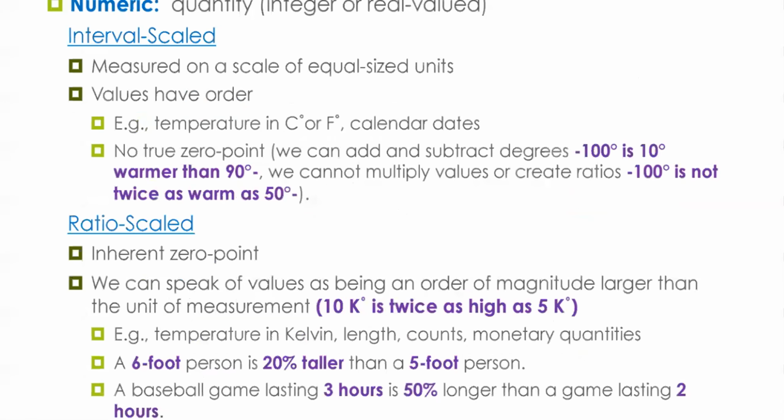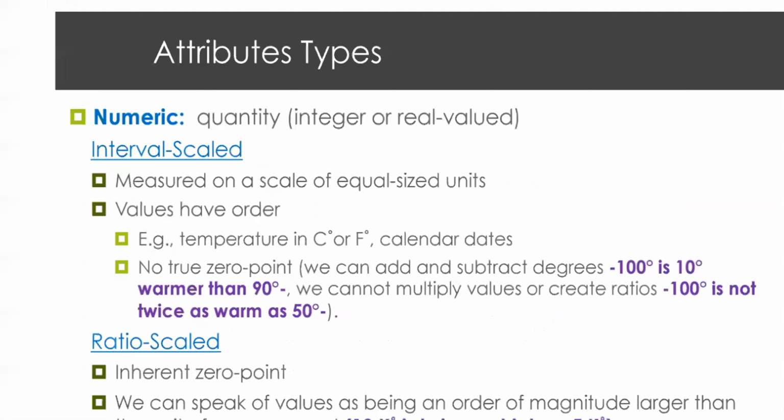Simply, these are measured on a scale of equal size units. Interval scaled attributes generally have equal sized units. For example, consider 10 to 100: 10, 20, 30, 40, 50, 60, 70, 80, 90, 100. Equally sized unit measures are represented as an interval scale numeric attribute, measured on a scale of equal sized units.